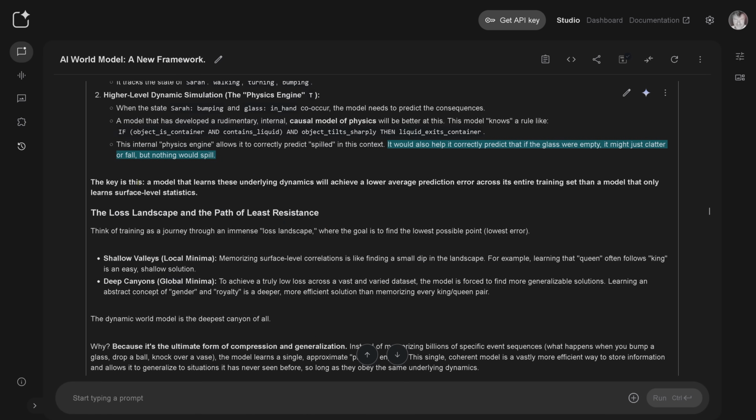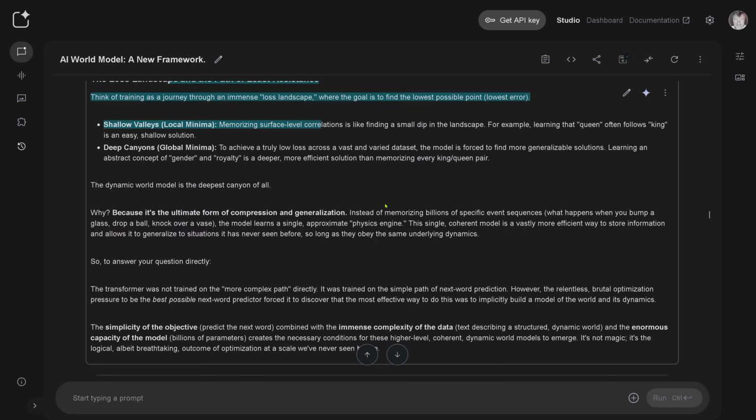I love this. So the key is a model, an LLM, that learns these underlying dynamics from the language will achieve a lower average prediction error across its entire training set than a model that only learns surface level statistics. So the more nuances you learn what could happen to the water, it's not just dropping, drop, drop, but it's splashing out, it's flowing out, it is whatever. But those are just linguistic terms. And then it gives me some information on the loss landscape in the path of the least resistance.